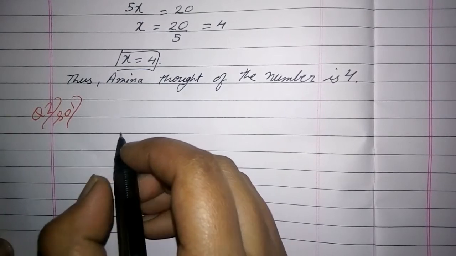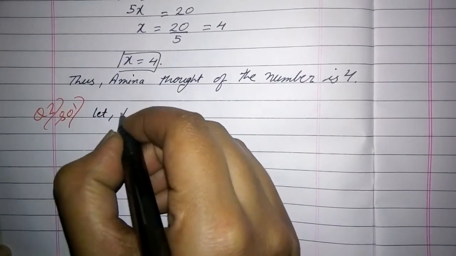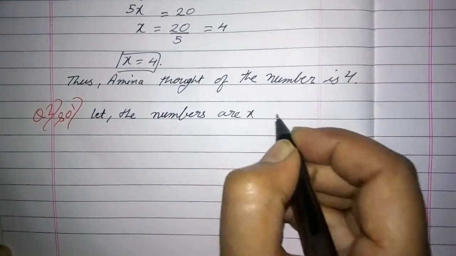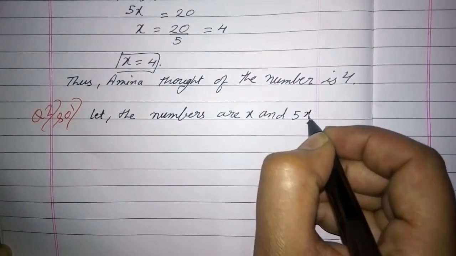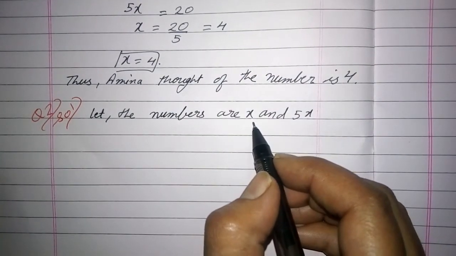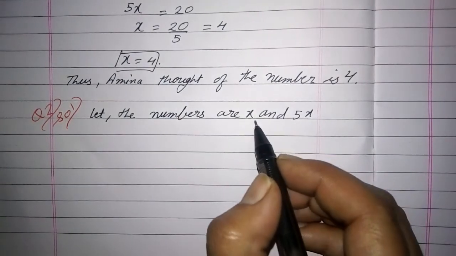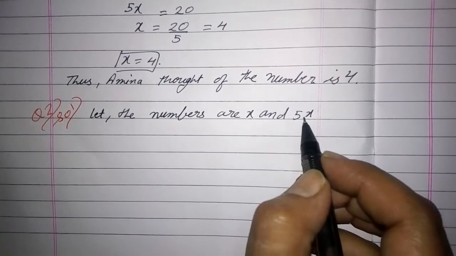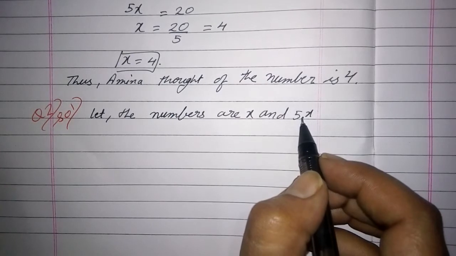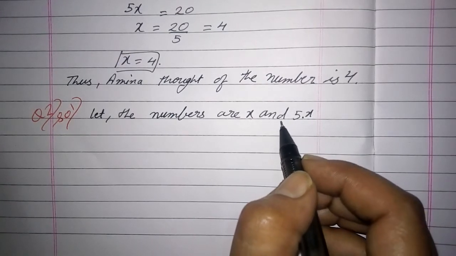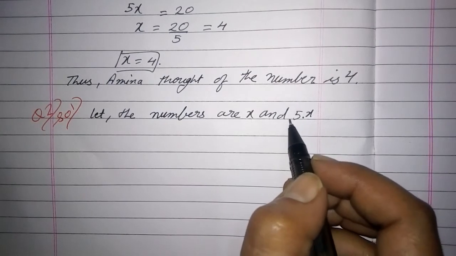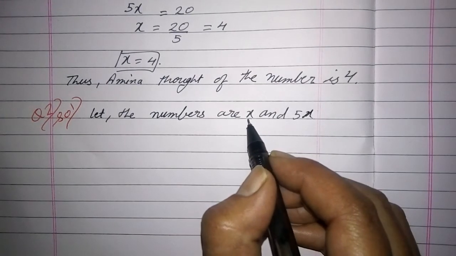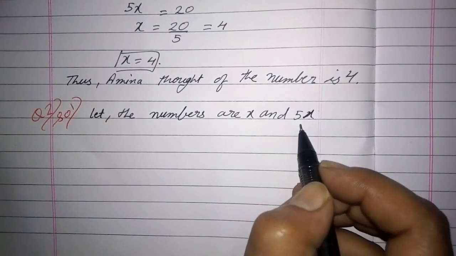So first we'll let the numbers, because we don't know either of the numbers. So first we'll let the numbers be x and 5x, because it is given that a positive number is 5 times the other number. So if the smaller number is x, then the bigger number is 5 times that number. So 5 times x is 5x. So the first number is x, then the other number is 5 times the first number, which is x. So 5 into x is 5x.